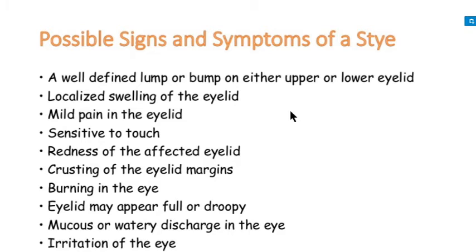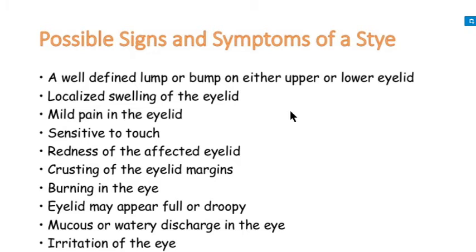Signs and symptoms of stye. So stye is basically a well-defined lump or bump on either upper or the lower lid, with localized swelling of the eyelid. You will have pain in the eyelid, and it is usually sensitive to touch, redness of the affected eyelid, crusting, burning. The eyelid may appear droopy. There may be mucus or watery discharge in the eye, and irritation of the eye. So these are the possible signs and symptoms of stye.